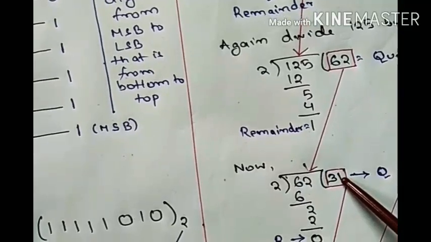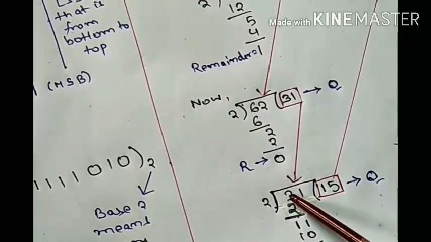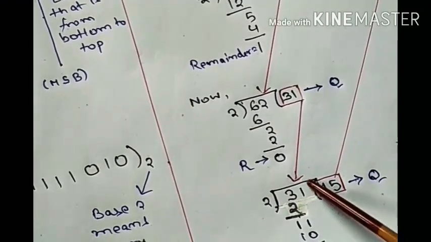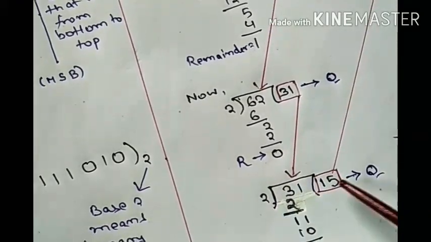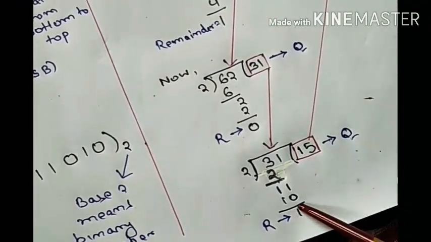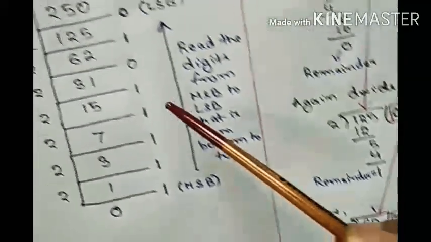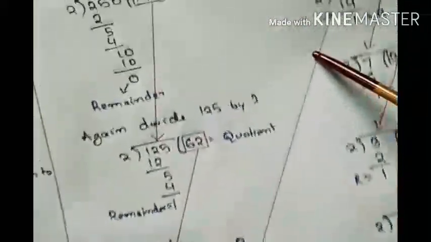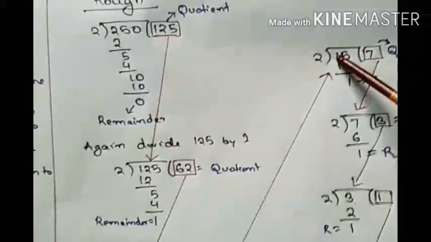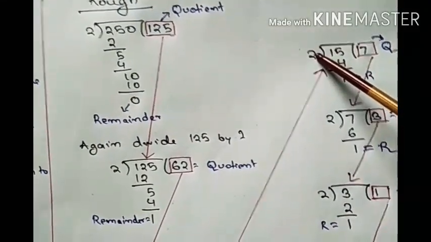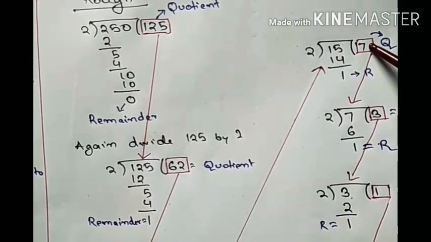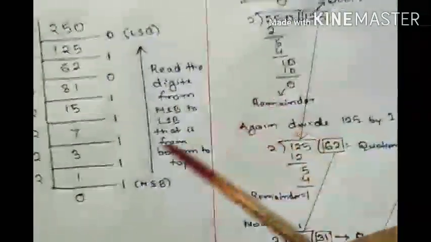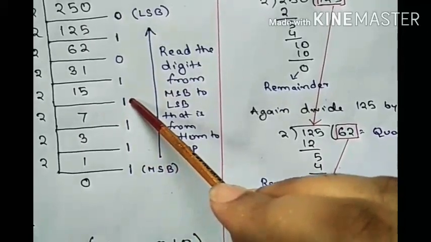Now again this 31 quotient becomes the new dividend. It is again divided by 2. Quotient is 15, remainder is 1. So this 15 quotient is put here and the remainder 1 here. Again this 15 becomes the new dividend and is divided by 2. The quotient is 7, the remainder is 1. 7 is put here, remainder 1 here.